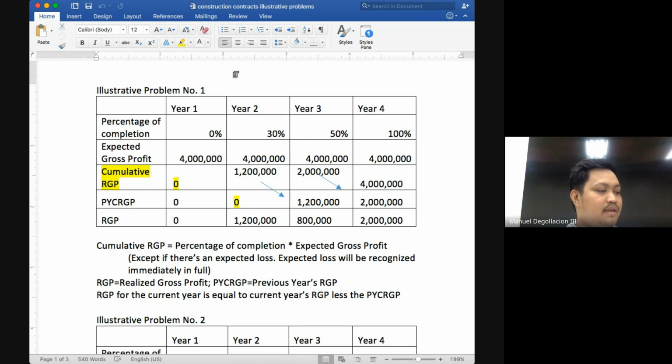Okay? And throughout these illustrative problems, the term or the duration of the construction contracts will be 4 years. But I want you to understand it's not always 4 years. It's only for the purposes of this illustration wherein we will be having a 4-year construction period. Again, two things we need: percentage of completion and the expected gross profit. For the first illustrative problem, it is already given to you. So in the first year, class, for year 1, what is the percentage of completion? It is 0. Expected gross profit is 4 million, which is given.